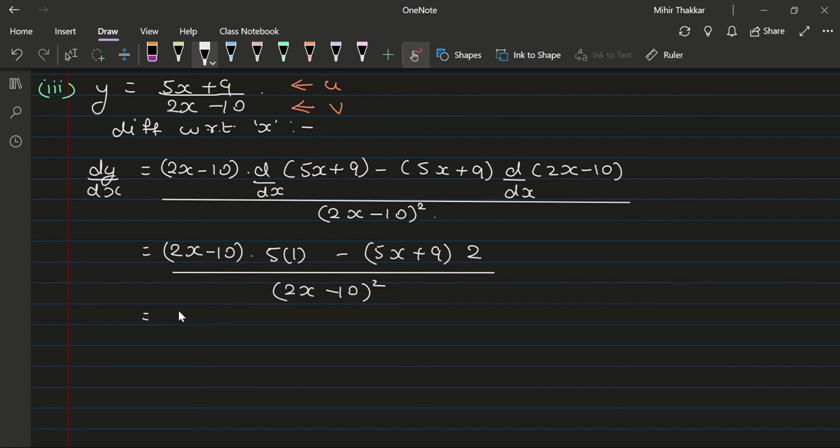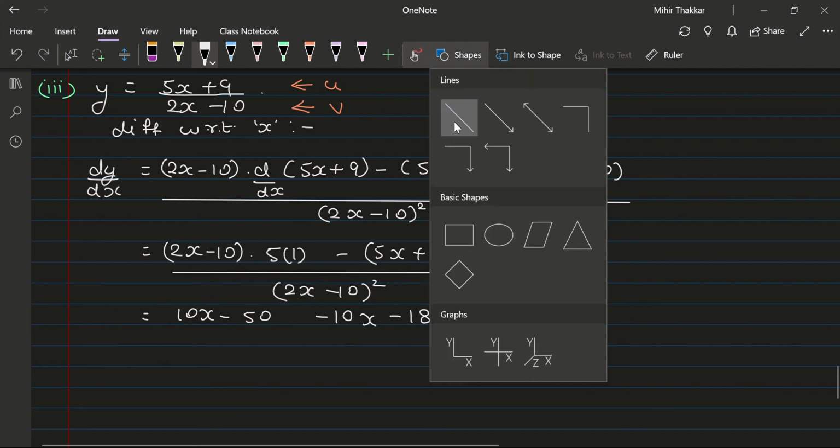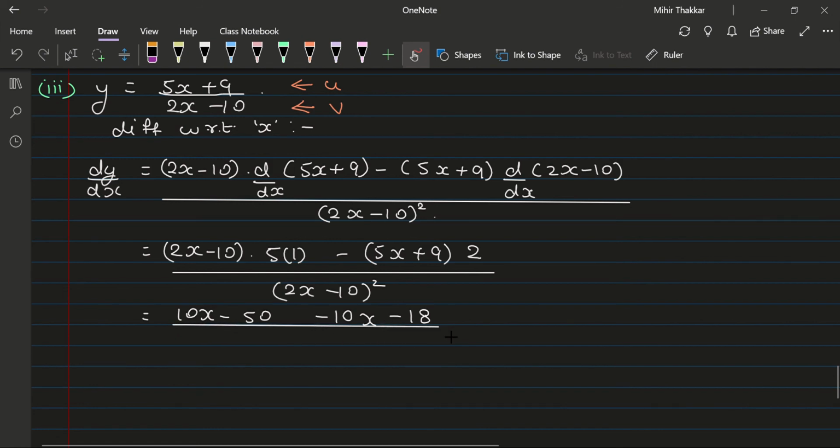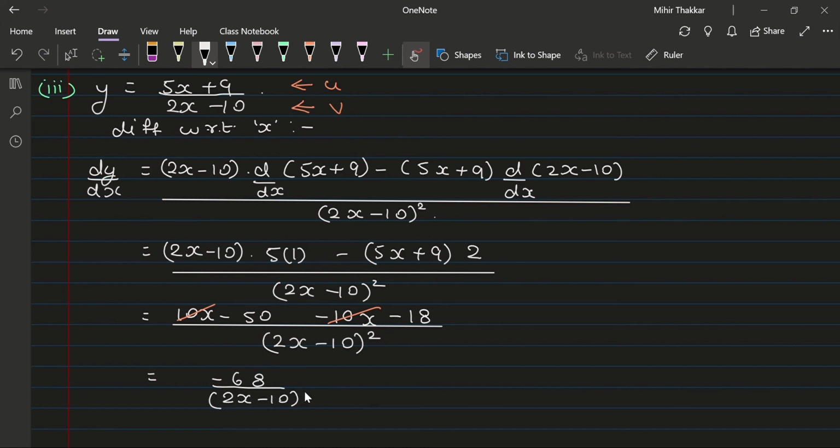So this will become 10x minus 50 minus 10x minus 18. Being very careful with the signs of the second term, guys, it will become minus minus for both the terms, so plus. 2x minus 10 the whole square. So guys, you can clearly understand positive 10x and negative 10x will get cancelled off, and I'll get over here minus 68 upon 2x minus 10 the whole square.